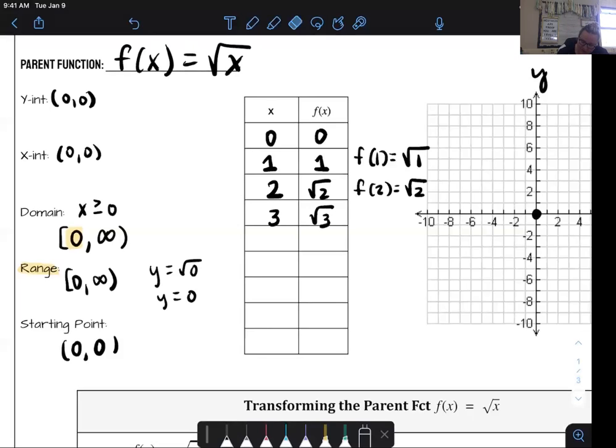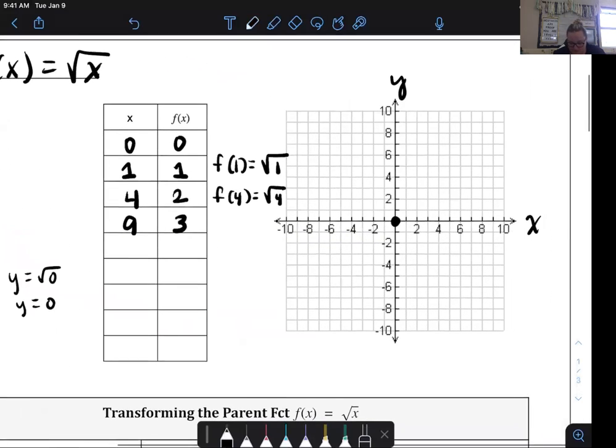So the next number I'm actually going to plug in is 4. And the square root of 4, so f of 4, the square root of 4 would be 2. Then what's the next integer we want to plug in? 5, 6, 7, 8. Let's do 9. And the square root of 9 would be 3.